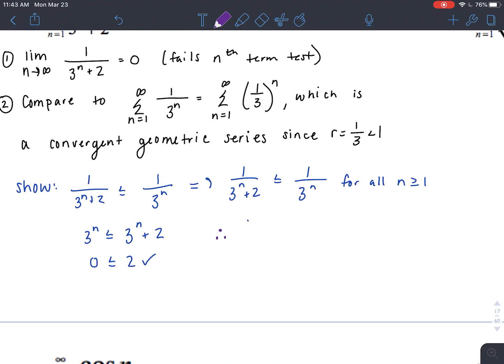So now all that we have to do is put together our little conclusion statement. Right, so I'm going to put my 3 dots for my therefore. The series from 1 to infinity of 1 over 3 to the n plus 2 converges by direct comparison.